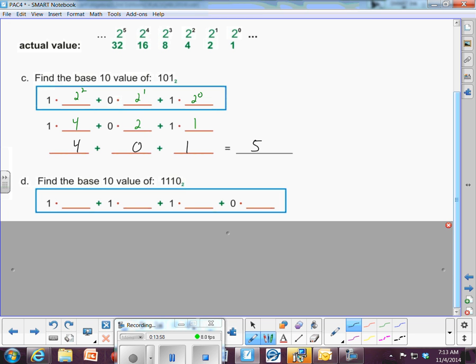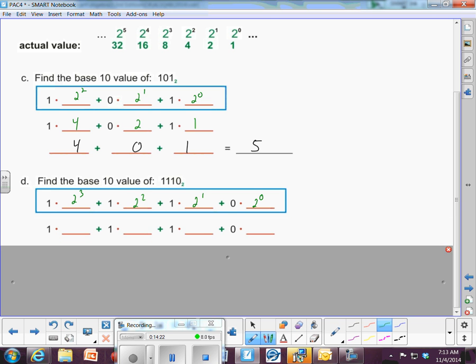Here, let's look at 1110 base 2. How do you start? Place value multipliers, right? Got my digits all lined up. I'm going to sum them up, but I got to add in the place value multipliers starting on the right. Again, if you want to finish this off, go ahead and pause the video. And then after you're done, you can look back and see if you've gotten it correct.